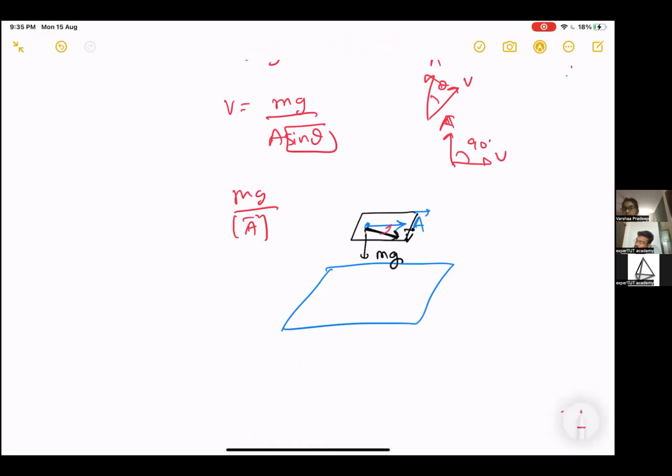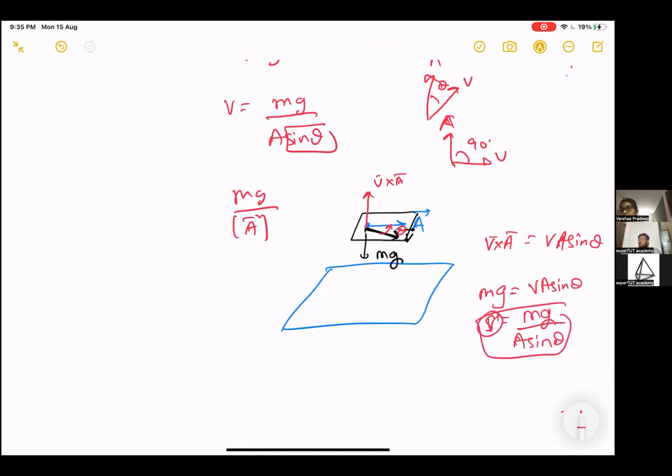Now this V cross A will go upwards like this, right? Whatever theta is between them. So the magnitude of V cross A will be V A sin theta, right? Mg is equal to V A sin theta. So V is equal to mg by A sin theta, okay?